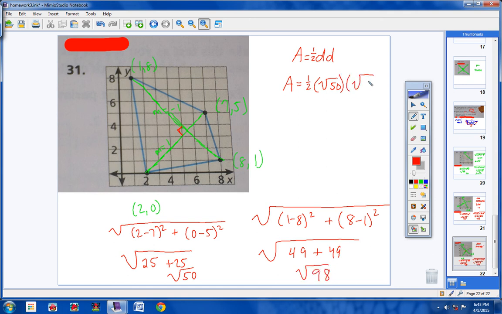Unless I made another mistake, which I hope that I have not. Alright, let me grab my calculator real quick. The square root of 50 times the square root of 98 is 70. So the area is 1/2 times 70, which would give you 35 square units.